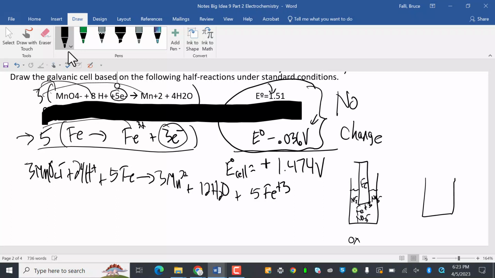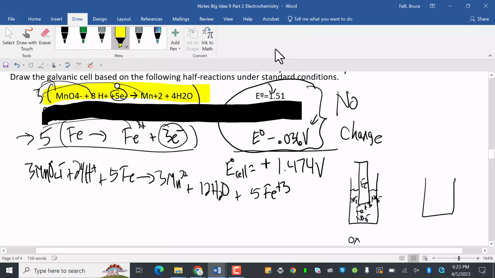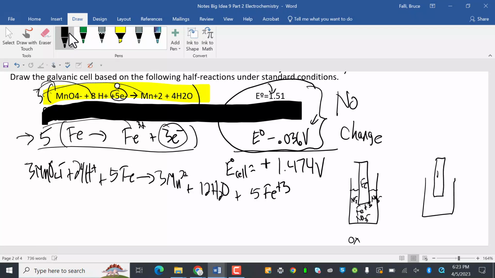Over here on this side, it gets tougher because there's not a metal. I'm sorry, wrong one. There's not a metal up here. There's no regular solid metal. So that means my bar is going to be platinum. And inside here, I have everything listed here: MnO4-, H+, and I need the products in there too: Mn2+ and water. I'm not going to put water in it.